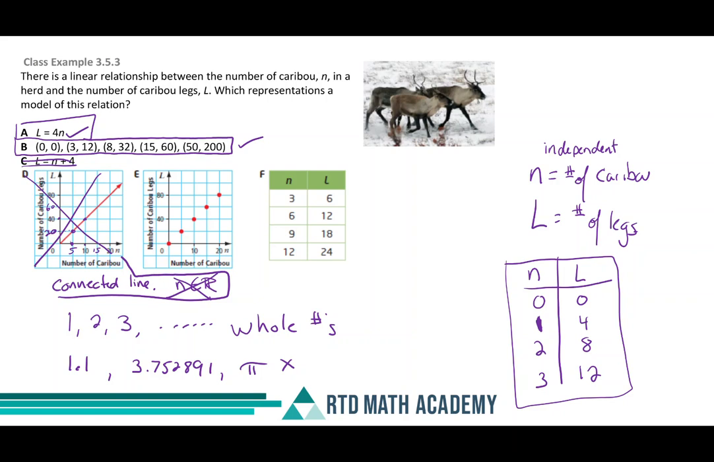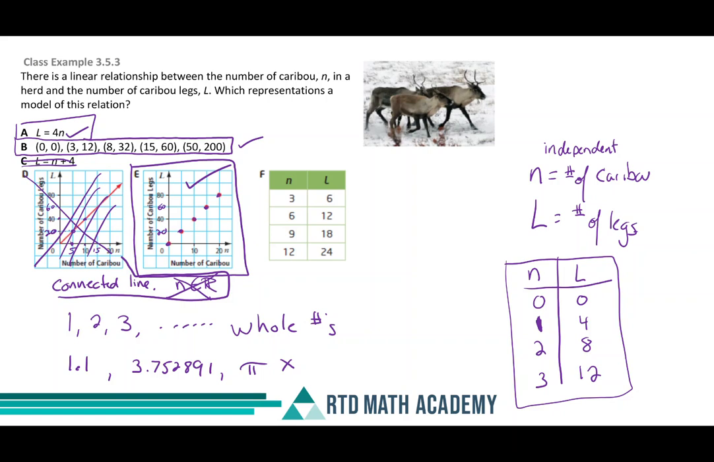So let's look at E on the other hand. It looks like it's going up by the same scale, and we said that the individual points here made sense. And I can also see that these dots are not connected and they're only representing whole numbers. And because we've already checked 10 caribou times 4 legs each is 40 legs, we should be good to go. E is good. It is part of the winner's circle.